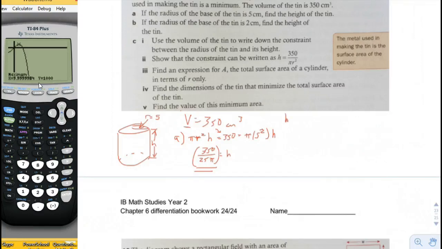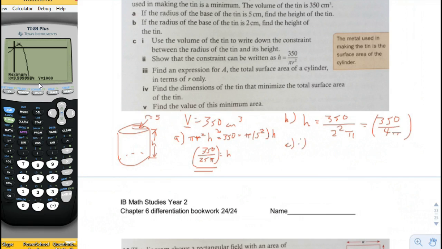Now for B, it says, if the radius of the tin is 2 centimeters, find the height of the tin. So it's pretty much the same thing. It's going to be 350 divided by 2 squared pi, which is equal to 4 pi, right? So 350 divided by 4 pi.